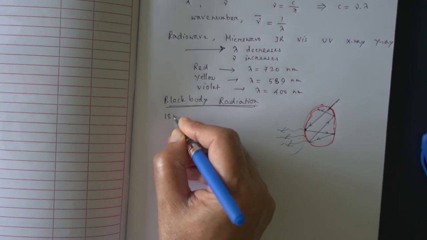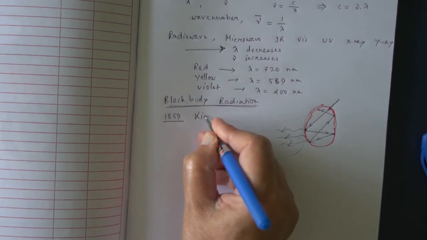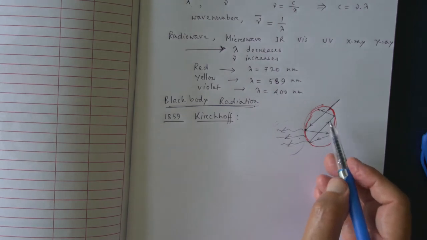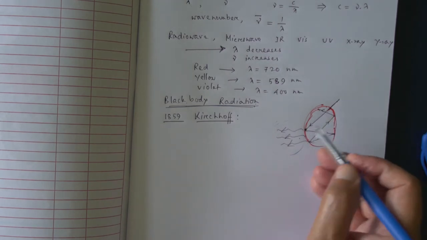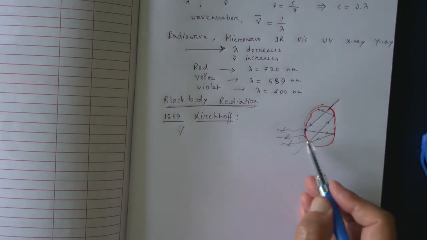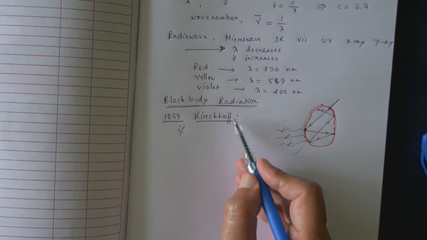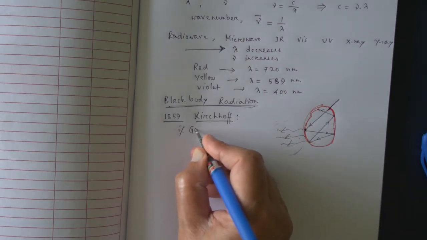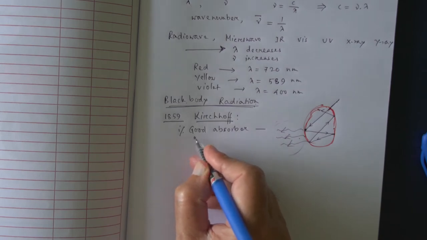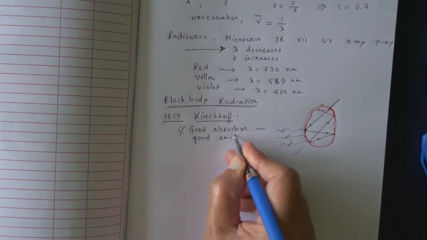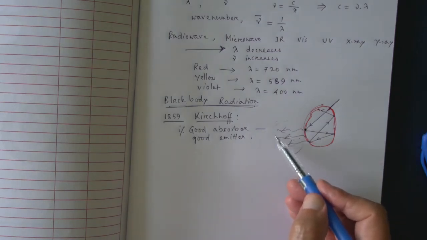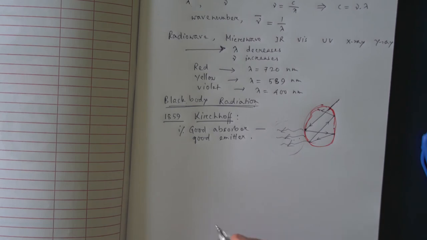First, in 1859, Kirchhoff studied. Okay, what did he observe? He observed that a black body is a good absorber, and at the same time it is a good emitter. Okay, that was his first observation. That is obvious. The more it absorbs, the more it will emit.